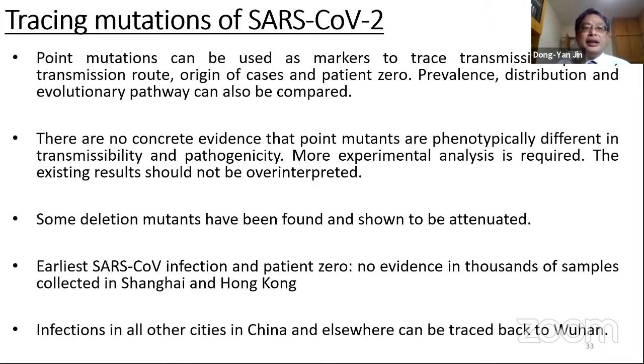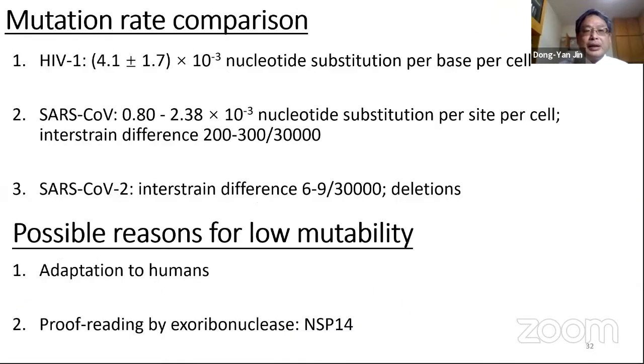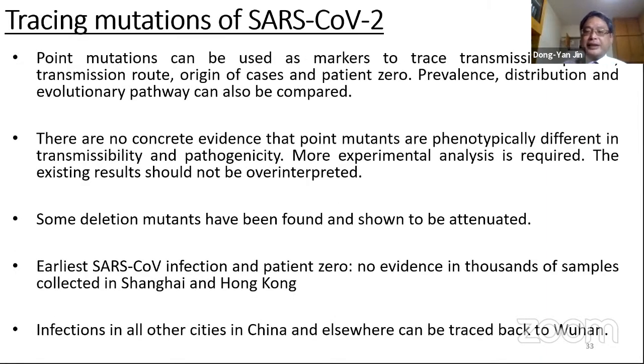But many scientists are still using mutations to chase SARS-CoV-2. As I said, the mutation rate is relatively lower, but still there are mutations. And that could be used to chase the transmission pattern, the transmission route, origin of cases, patient zero, prevalence, distribution, and evolutionary pathway. It's very useful to use these point mutations as kind of biomarkers.